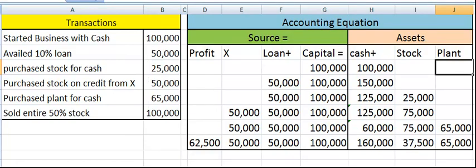So the accounting equation captures every business transaction. In the next session, we'll see how to convert the accounting equation into the financial statement.